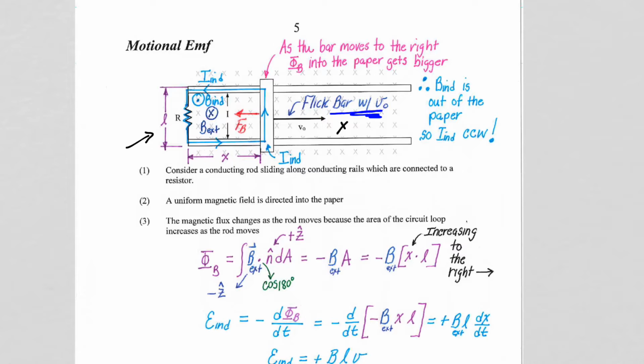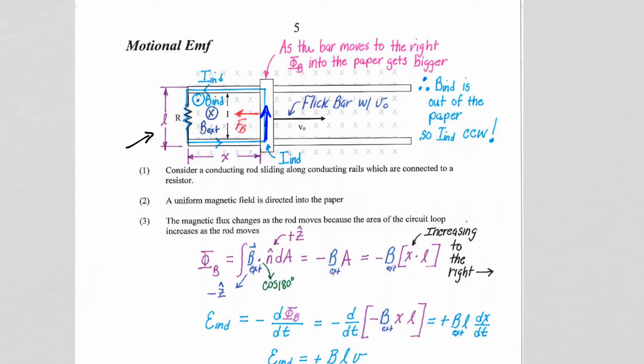So Lenz's law first. Lenz's law says that nature is going to fight the effect that's causing the induced EMF. So the changing magnetic flux is into the paper and it's getting larger into the paper as the bar moves to the right. So nature wants to fight the effect of growing B field into the paper based on the area changing. So that is why the induced current is going to run counterclockwise in this case to make B induced out of the paper, because we have increased magnetic flux into the paper by the sliding bar.